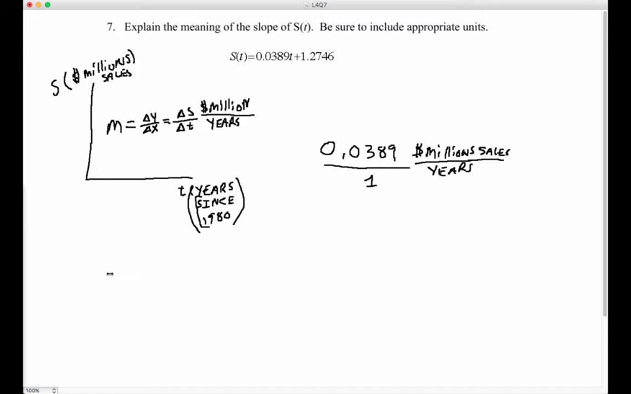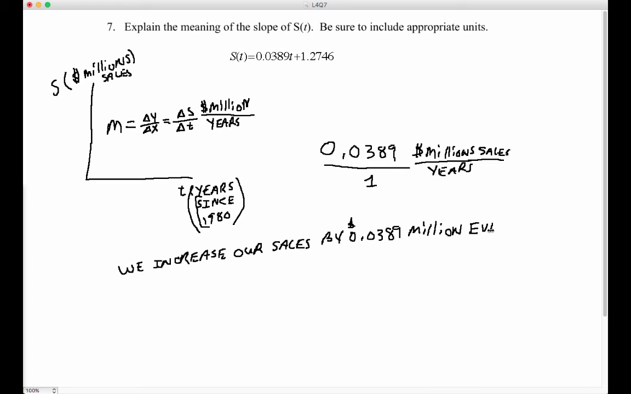So let's go ahead and write that out as a sentence, and we've included the appropriate units. That's what they meant when I formed that ratio. I've included the appropriate units. So we increase our total sales, we'll just say sales, by $0.0389 million every year. Or you could say per year.